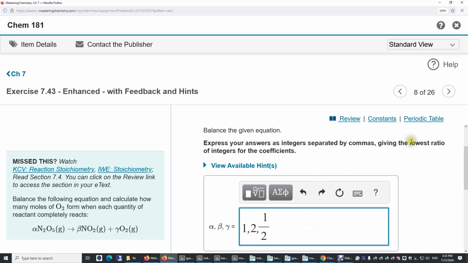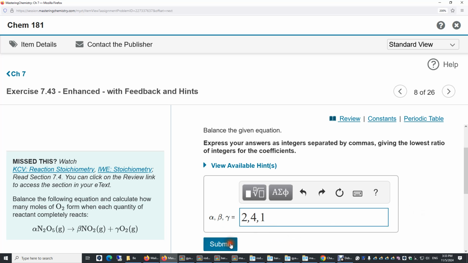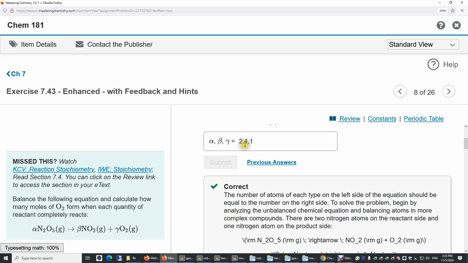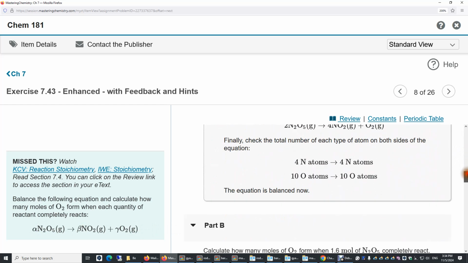Now we need the lowest ratio of integers. So I multiply every coefficient by 2. So this is going to be 2, this is going to be 4, and this is going to be 1. The last number times 2 is 1. And submit. Those are balanced. Of course, after you balance the chemical equation, plug in 2, 4, and 1 here, and count the number of nitrogen atoms, count the number of oxygen atoms. Make sure they are indeed balanced.